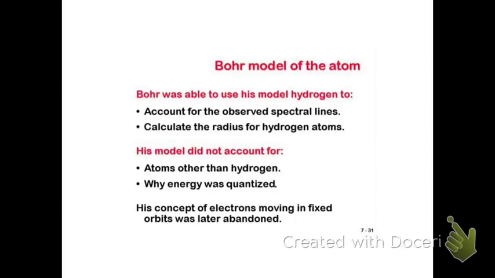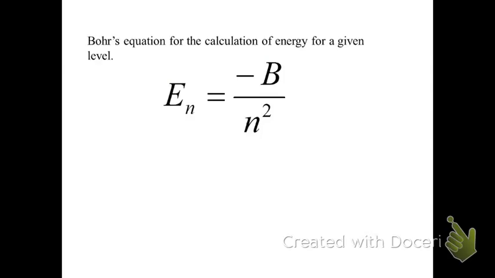His model was great because he was able to account for the lines you saw in hydrogen, and he was also able to calculate the radius of hydrogen. However, his model doesn't work for anything but hydrogen, and it does not explain why energy is quantized. So eventually they had to scrap Bohr's model, which led us to the quantum mechanical model we have today.